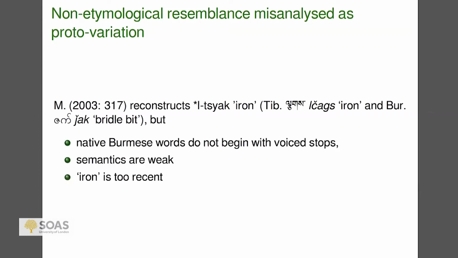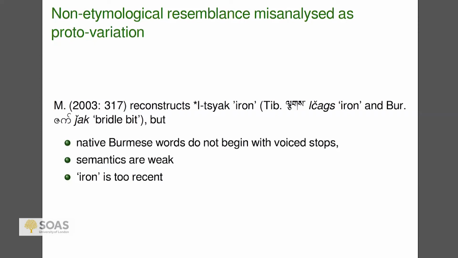And most helpful in this regard is clearly that the Proto-Sino-Tibetans didn't know iron, because iron came after bronze, and bronze and iron were, let's say, discovered by the Chinese in historical times, more or less. Bronze a little bit prehistoric. So iron is too recent to be reconstructable.